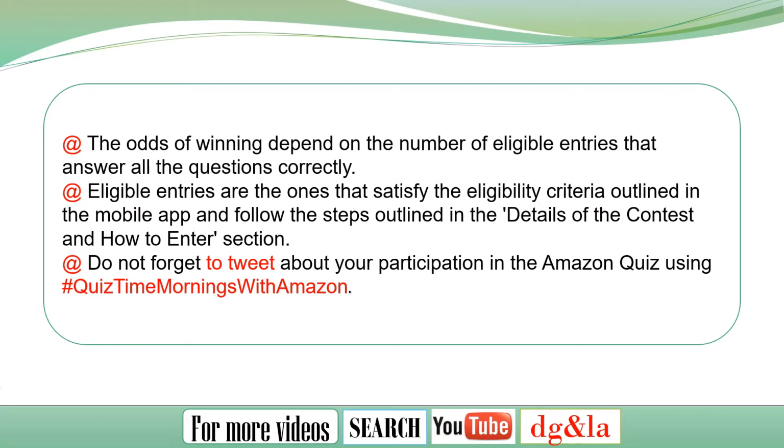The odds of winning depends on the number of eligible entries that answer all the questions correctly. Eligible entries are the ones that satisfy the eligibility criteria outlined in the mobile app and follow the steps outlined in the details of the contest and how to enter section. Do not forget to tweet about your participation in the Amazon quiz using hashtag #QuizTimeMorningsWithAmazon.